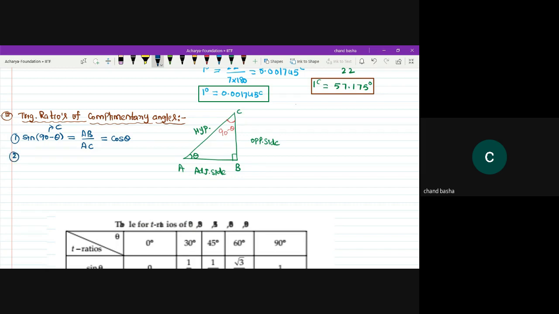Similarly, cos of 90 minus theta is equal to what can we write? Adjacent means, is it BC? BC is adjacent to 90 minus theta. Whenever I am taking 90 minus theta, let us stand at C and observe. We are standing at C and we are observing.